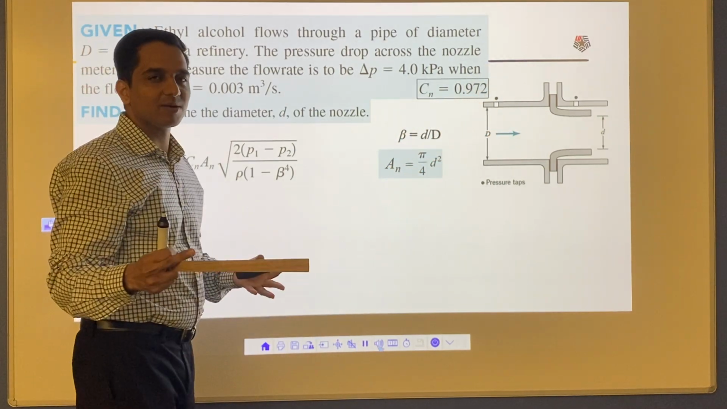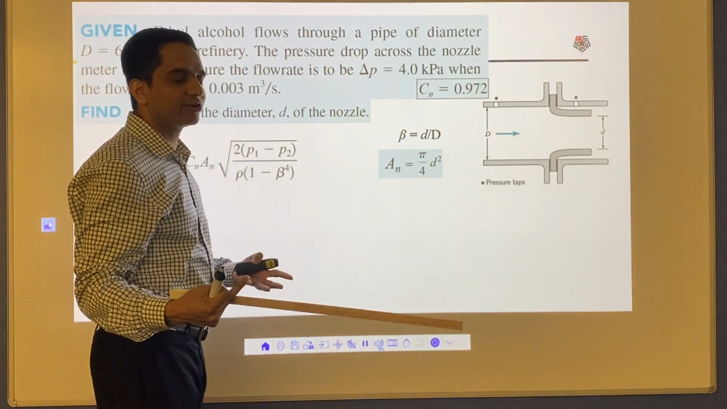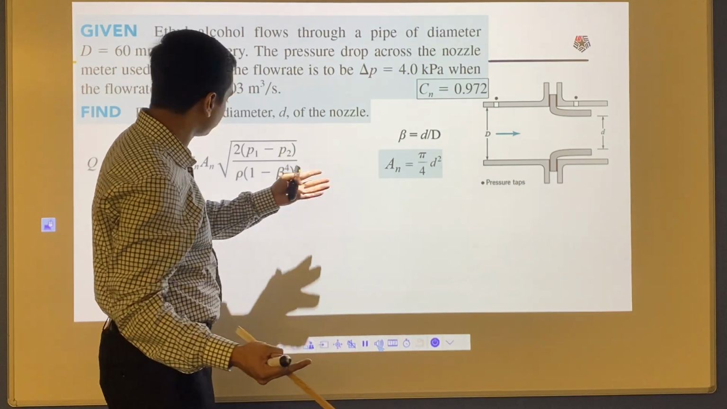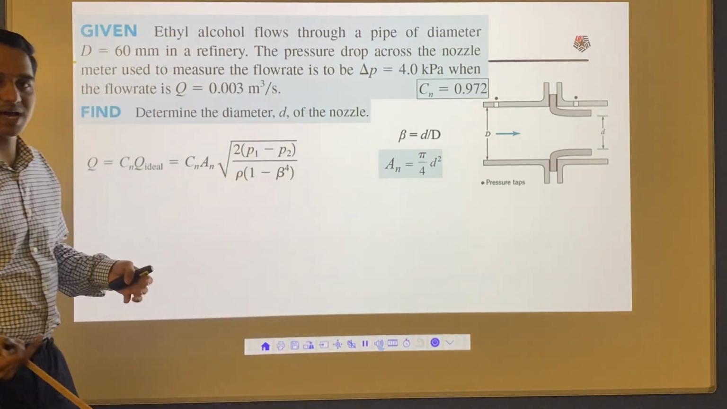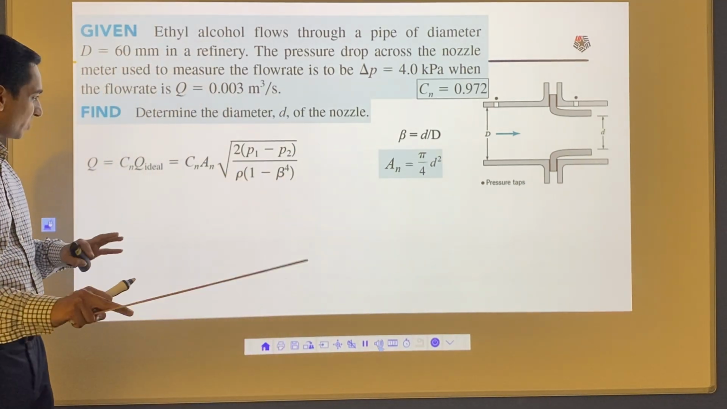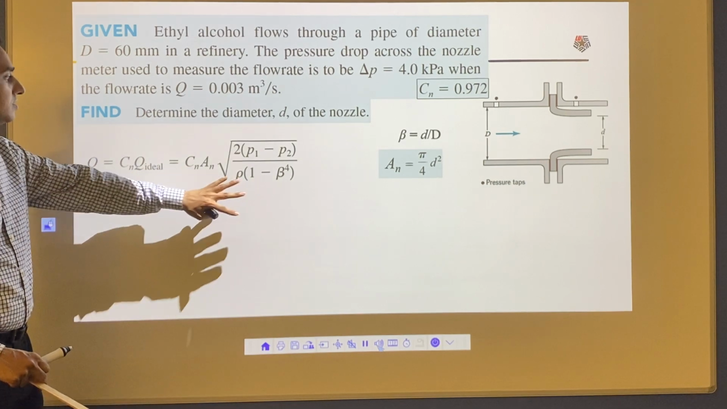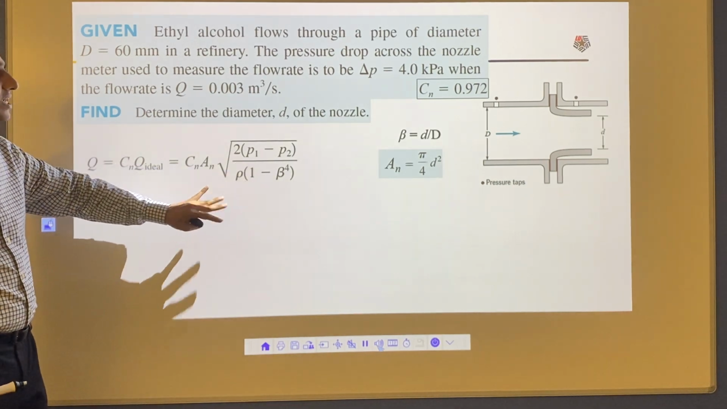So this type of problem is really easy. All you have to do is understand what's happening in the problem, and then use the formula, punch in the numbers, and get your results. It's very easy. All you have to do is use this formula and calculate the diameter.